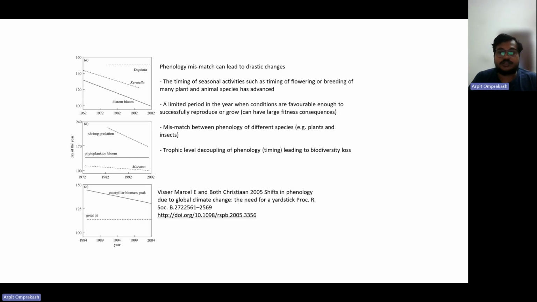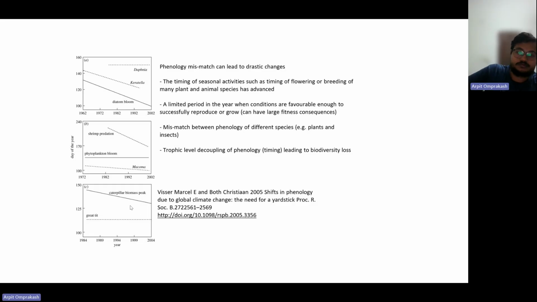Because of that, there might be trophic decoupling. Both these species might be lost because these two species co-evolved to become strong selectors for each other. So they both may die off, and the amount of favorable time when both of them are in the perfect state also slowly decreases over time. That can lead to large fitness consequences and so on.